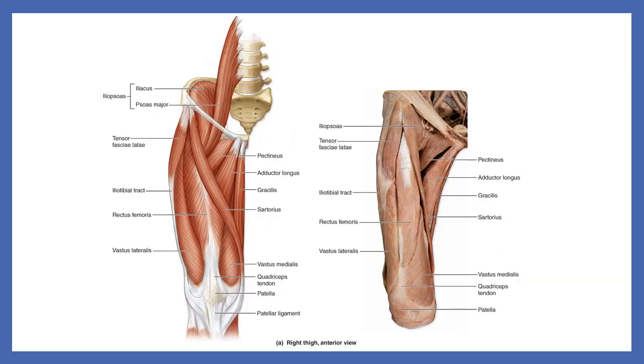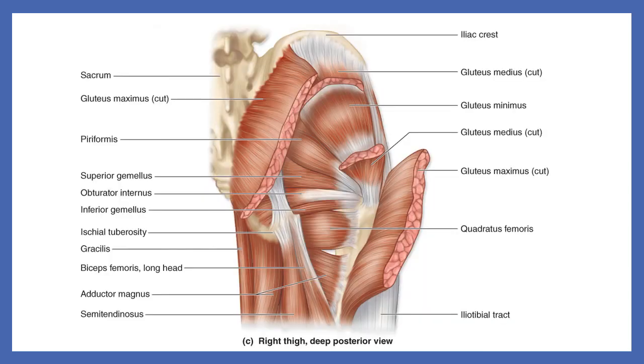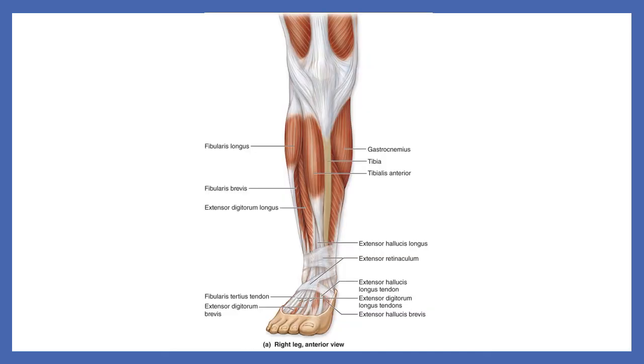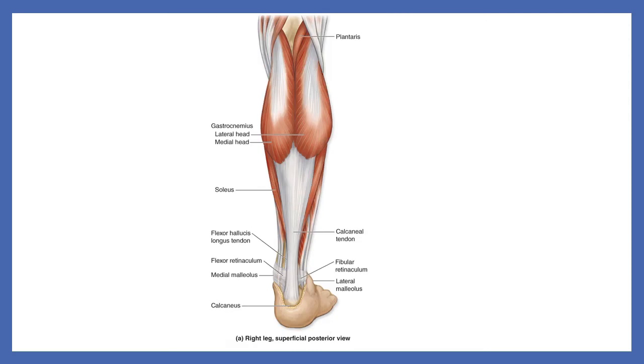Here's another view of the anterior thigh, allowing us to see all of those muscles that we just talked about. Here we can see the gluteus maximus on the outside that's been cut, so we're able to see the area beneath where the gluteus medius has also been cut, allowing us to see the gluteus minimus. Here's the anterior view of the lower leg, showing us that tibialis anterior muscle, and the view of the lower leg on the back. This shows us the gastrocnemius muscles of the calf, the Achilles tendon connecting to the heel, and the soleus muscle behind the Achilles tendon.